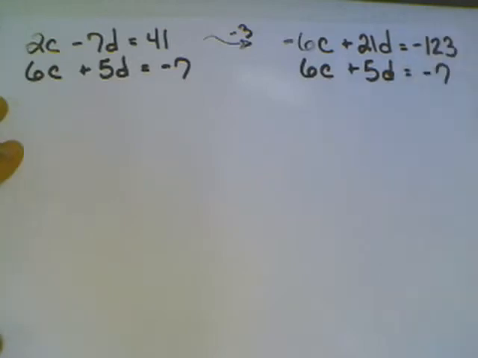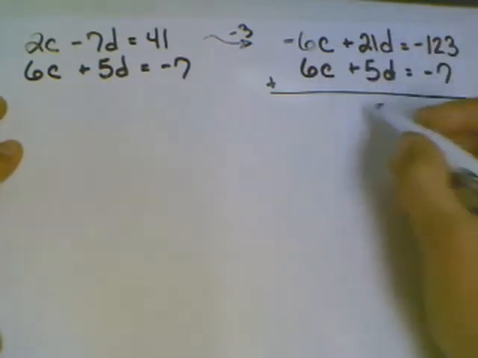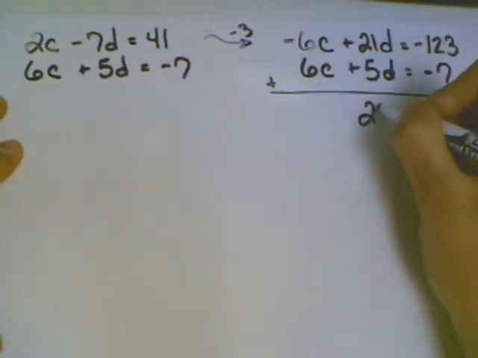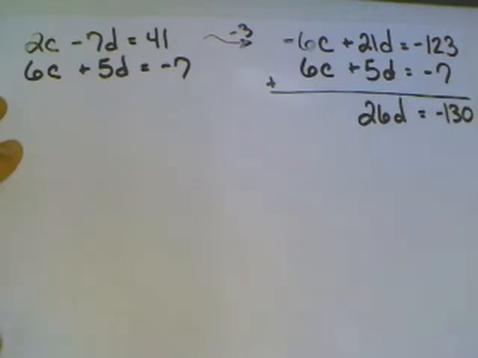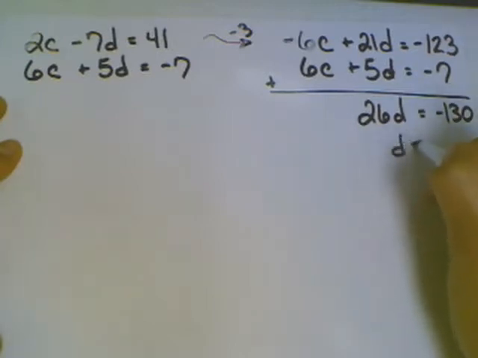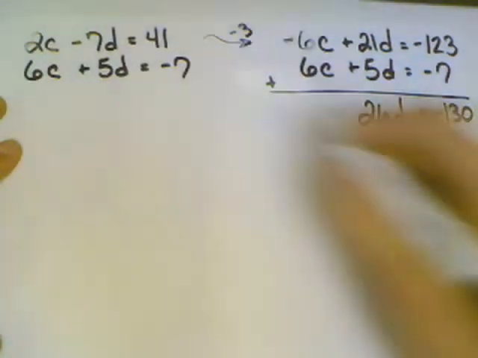5d equals negative 7. Now I can add the two equations together. Negative 6c plus 6c is 0. So I'm left with 26d equals negative 130. Divide by 26, d is negative 5.